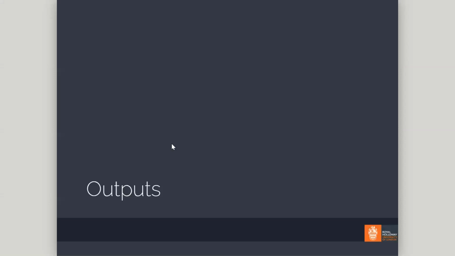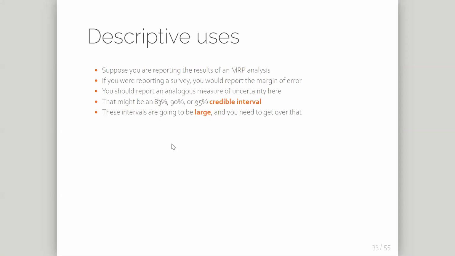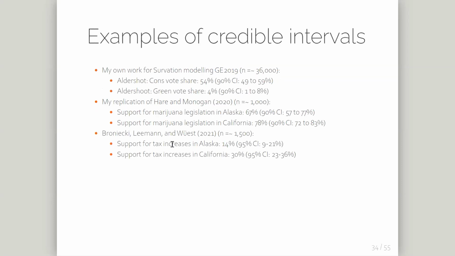So those are the more complicated methods. Assuming that you're able to use those methods, what kind of outputs would you end up with? Well, you might be using these MRP outputs for description, and just in the same way that you would if you're reporting the results of a survey where you'd use the margin of error, you'd have to indicate some measure of uncertainty if you're reporting MRP results, a different form of confidence or credible interval. And usually these are pretty large because MRP is not a silver bullet.